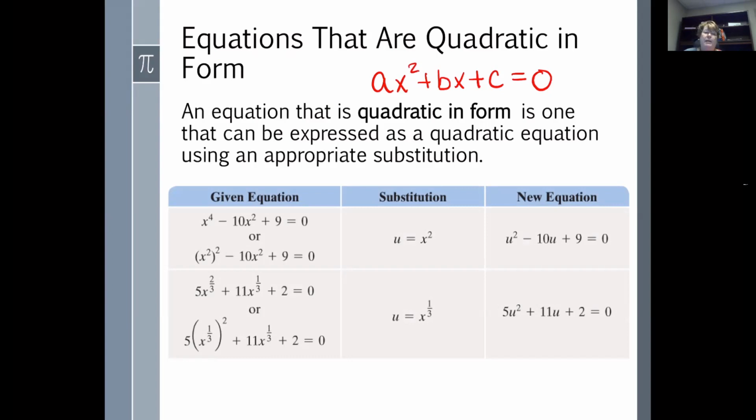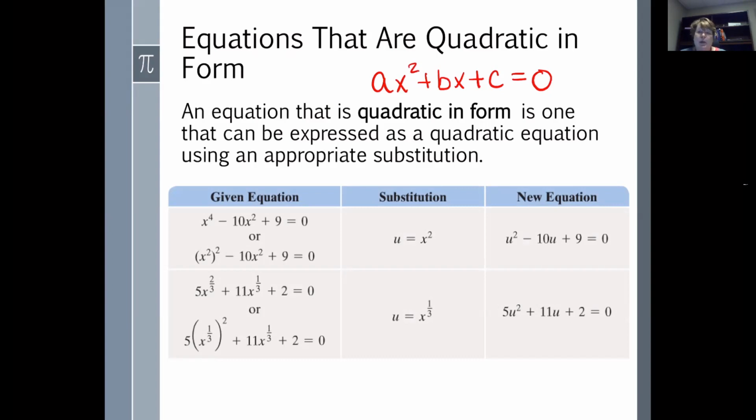Okay, let's look at these two examples. The first example says x to the 4th minus 10x squared plus 9 equals 0. That equation is quadratic in form. It's quadratic in form because the exponent 4 is 2 times the exponent 2. 4 is 2 times 2. So that equation is quadratic in form. And we can solve it by making a substitution.